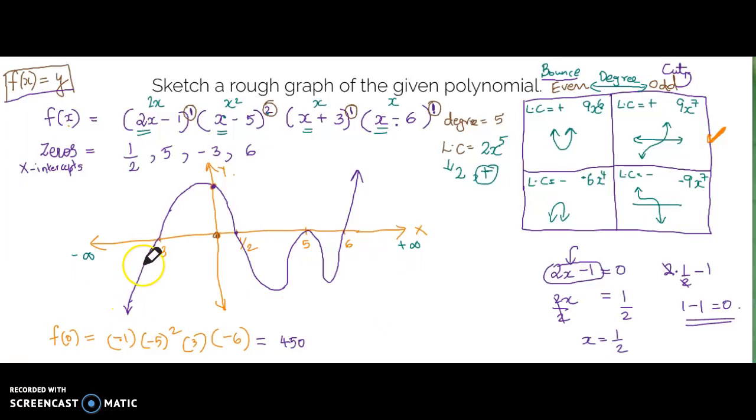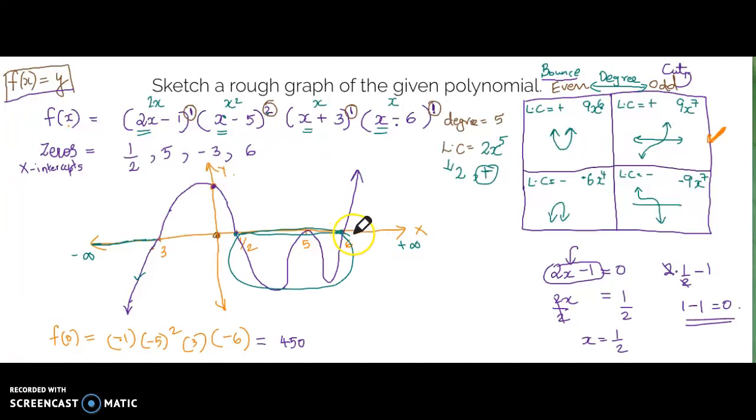Now we can also say that from negative infinity to 3, f of x is negative. It's below the x-axis. Where else is it below? So when x is between negative infinity and 3, this part is below the x-axis. From negative half all the way to 6, we have the entire graph below the x-axis. All this is below the x-axis.